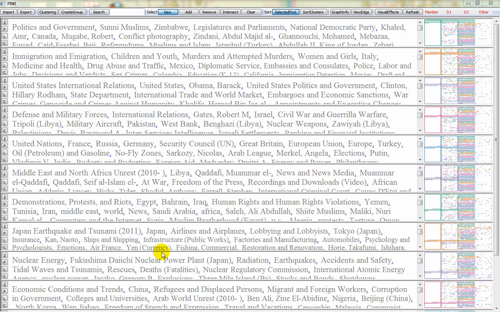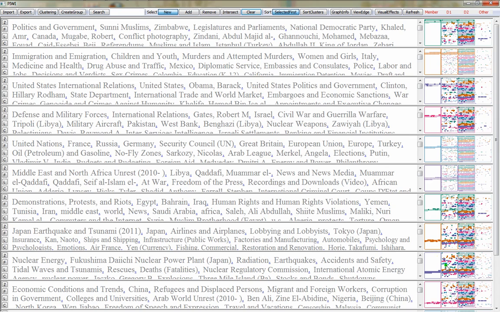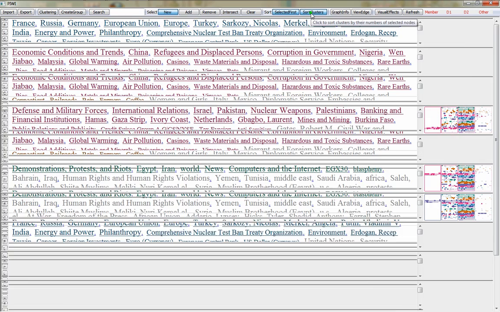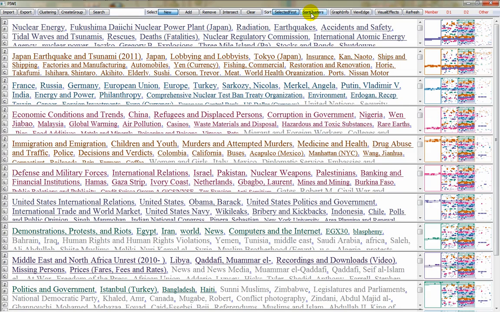A user wants to know how this community is related to other communities. To do so, she sets the selection status to New and clicks the D1 plot of this community. Now all vertices connecting to this community are selected and highlighted. She clicks the Sort Cluster button. The communities are sorted by the number of selected vertices they contain in descending order.